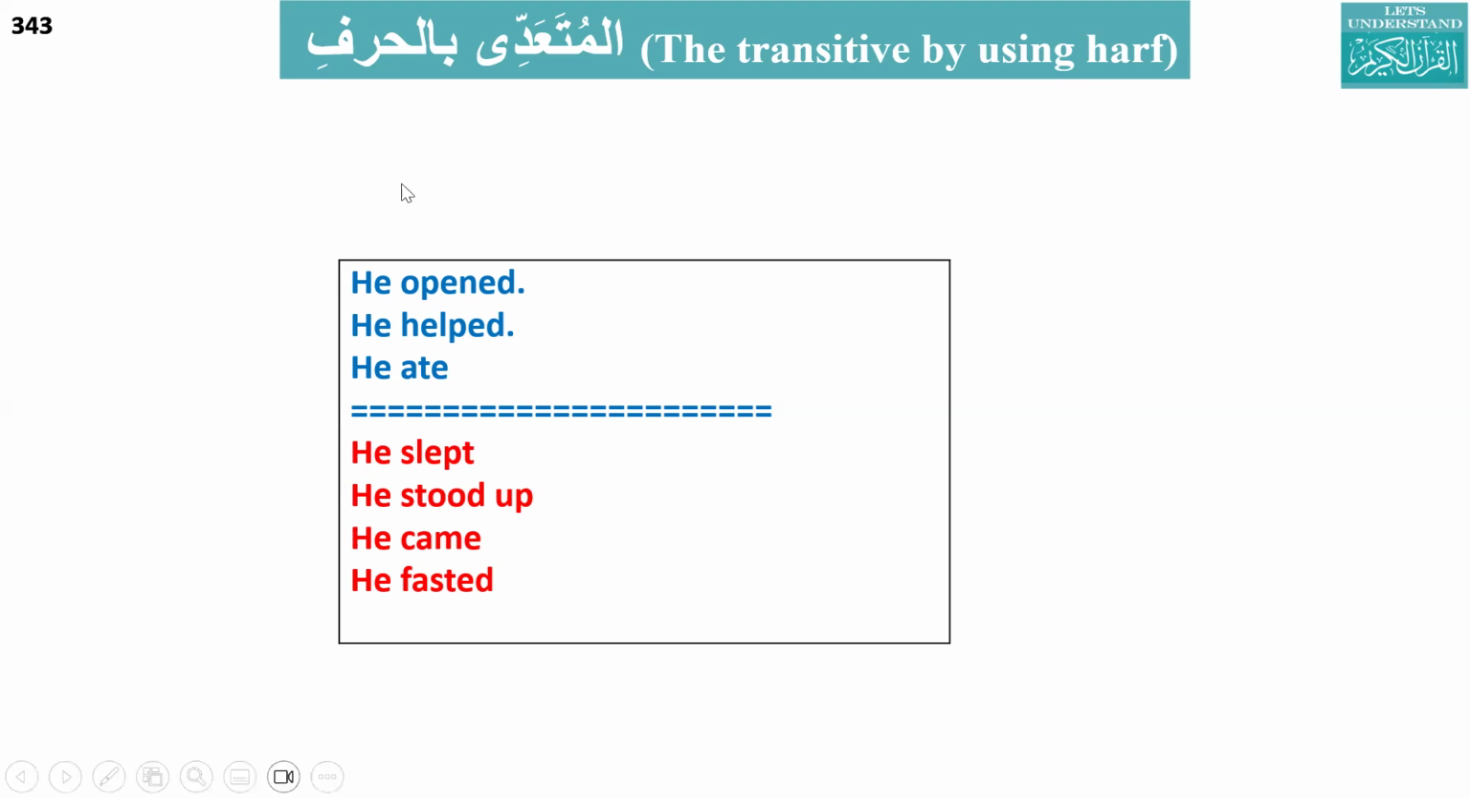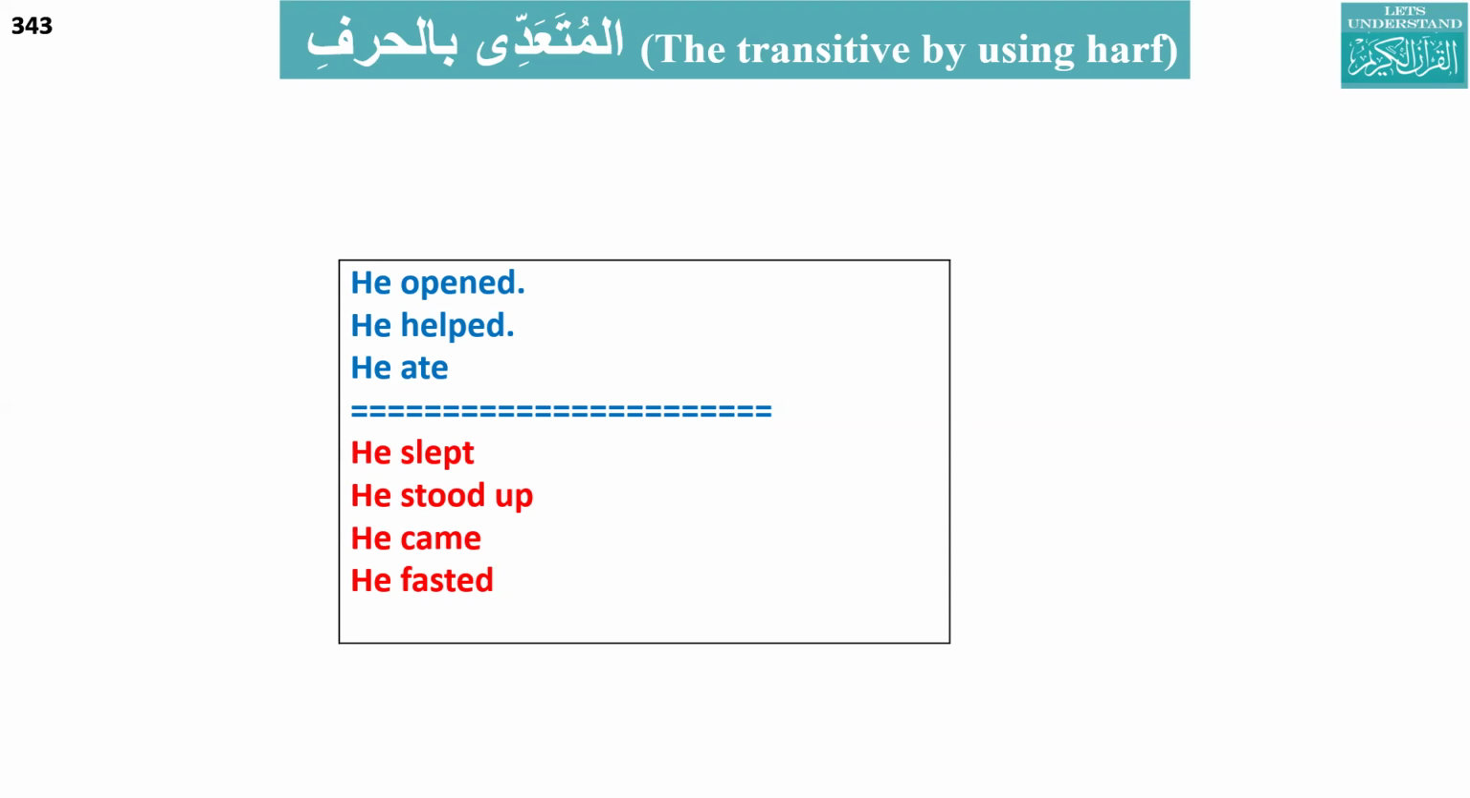If you see here, he opened. So here it raises a question: he opened what? If you look at the second sentence, he helped. Again, it raises the question: he helped whom? Whenever a sentence raises a question about who or what, then it needs maf'ul bihi. We are aware of it. So he opened what? He opened the door. He helped his friend.